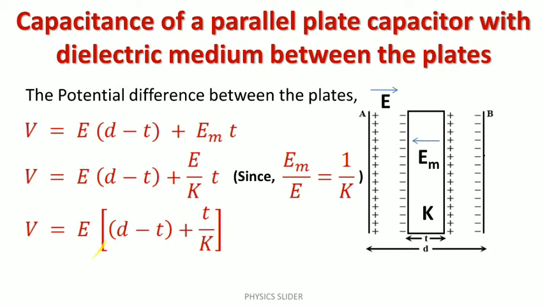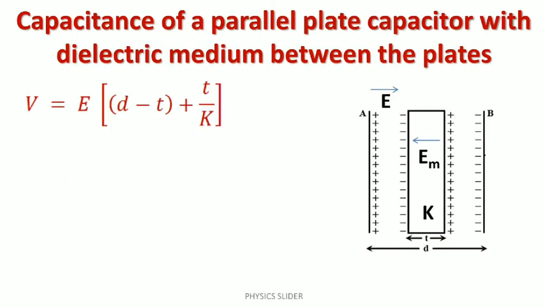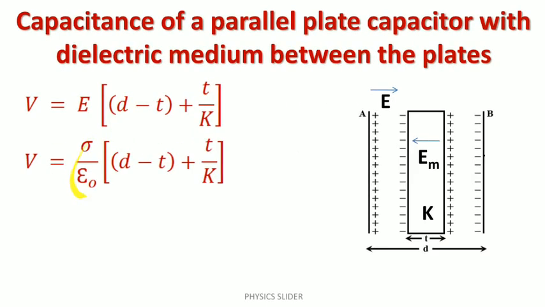Now we will put the value of E. This is the E, or the electric field in the vacuum. The electric field in the vacuum is given as like this: sigma upon epsilon naught. This is coming from sigma upon 2 epsilon naught plus sigma upon 2 epsilon naught, which will give sigma upon epsilon naught, that we have already calculated in the previous derivation.